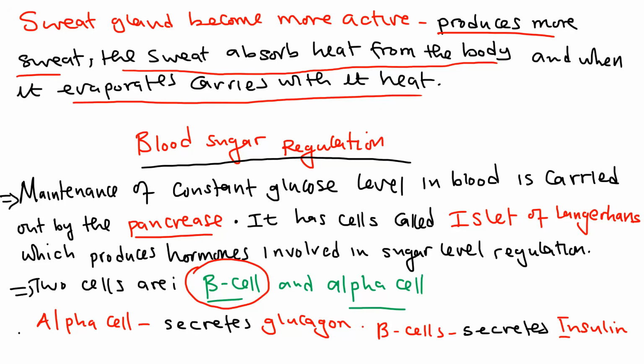So what we are saying here is that maintenance of a constant glucose level is carried out by the pancreas. The pancreas releases the cells otherwise known as the islets of Langerhans, and these cells are the beta cell and the alpha cell. Each of these secretes a certain hormone that helps in the regulation of blood sugar level. Let us look at the alpha cells. The alpha cells secrete what we call glucagon. The beta cells secrete what we call insulin. I'm sure this is popular.